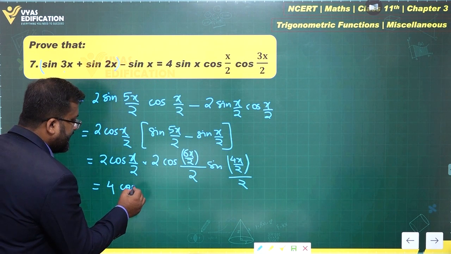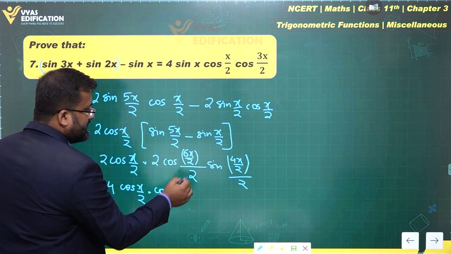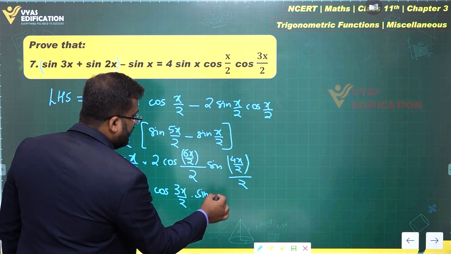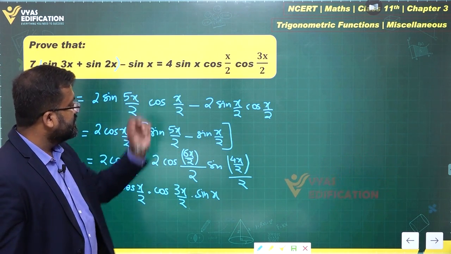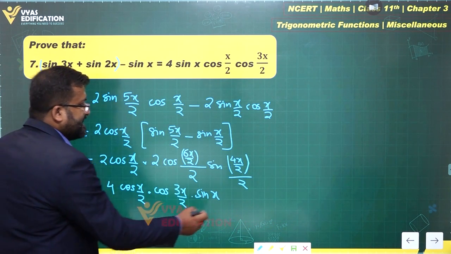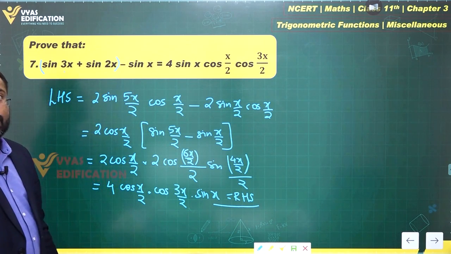There you have a cos x by 2. There you have a cos 3x by 2. And then you have a sin x. So you have 4 sin x, which is okay, cos x by 2, which is okay, and cos 3x by 2, which is also okay. This is same as the RHS. And is that all? Yes, that's all. That's the complete proof for this question.